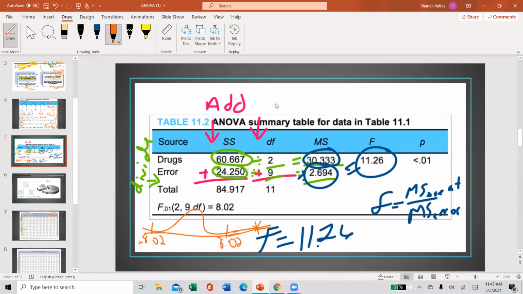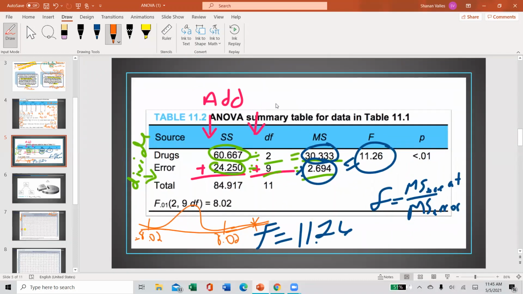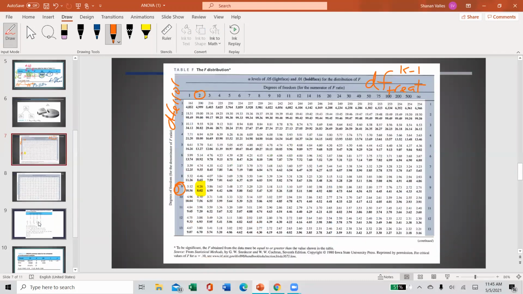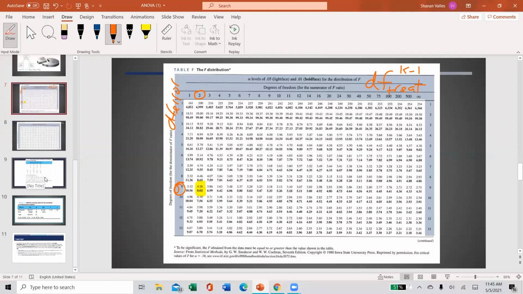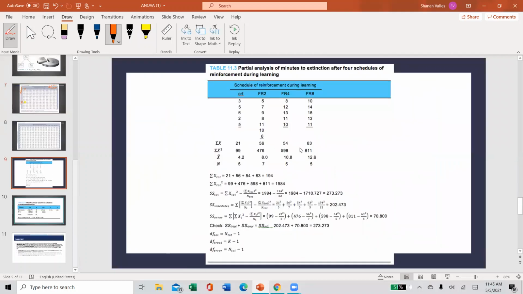Oops, I don't know if I meant to do that. All right, I hope that makes sense a little bit with that table. So I'm going to move here now.